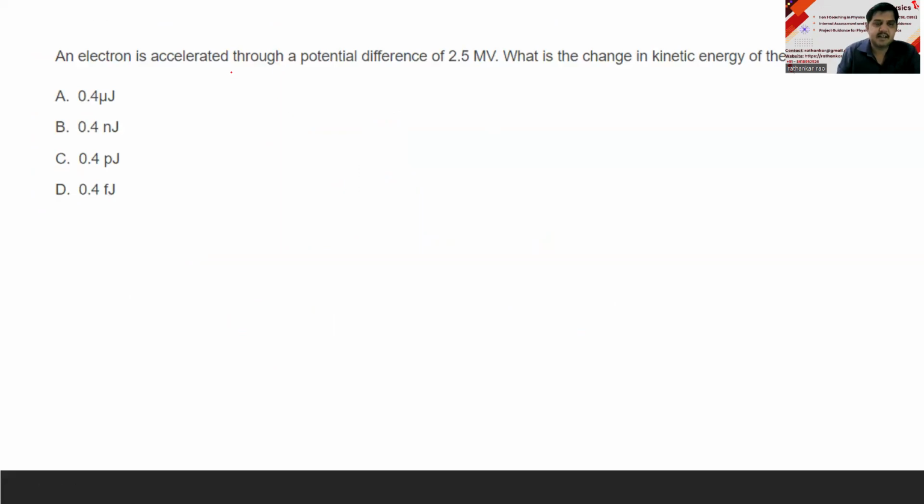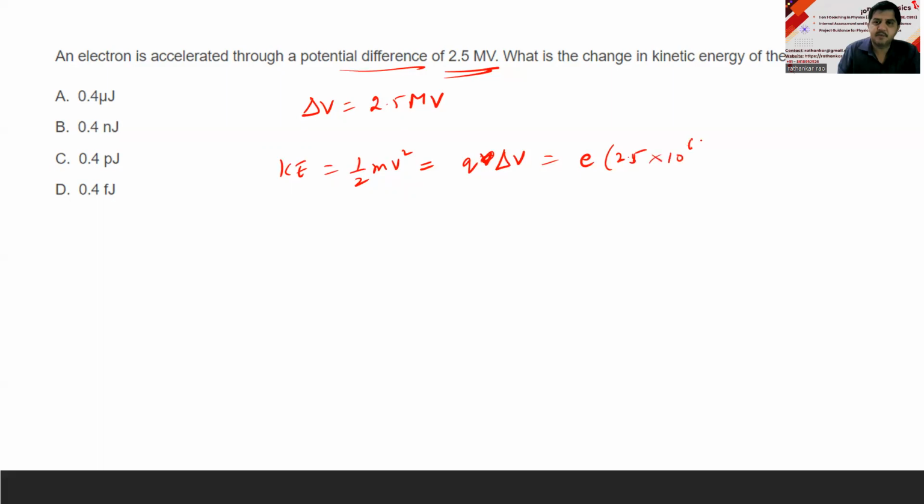An electron is accelerated through a potential difference, delta V, equal to 2.5 megavolt. What is the change in kinetic energy of the electron? What is kinetic energy? How do you relate this? Kinetic energy is equal to half mv square, which is also equal to Q times delta V, right? What is Q? Electronic charge. So we should have e multiplied by delta V, which is 2.5 into 10 to the power of 6.